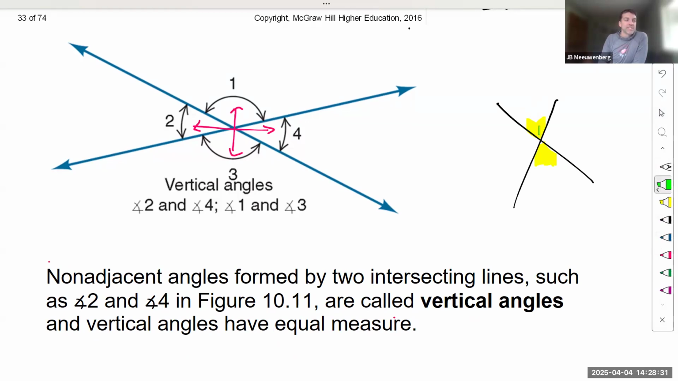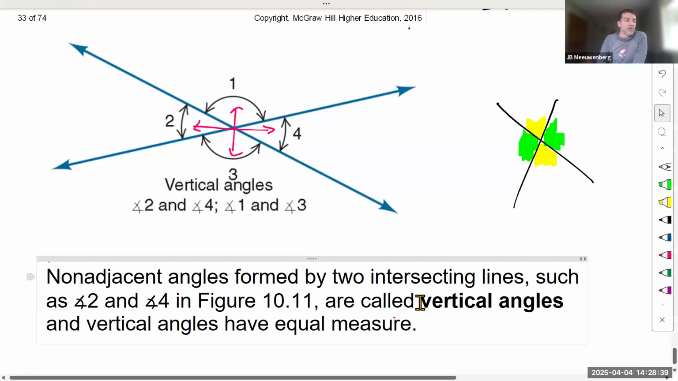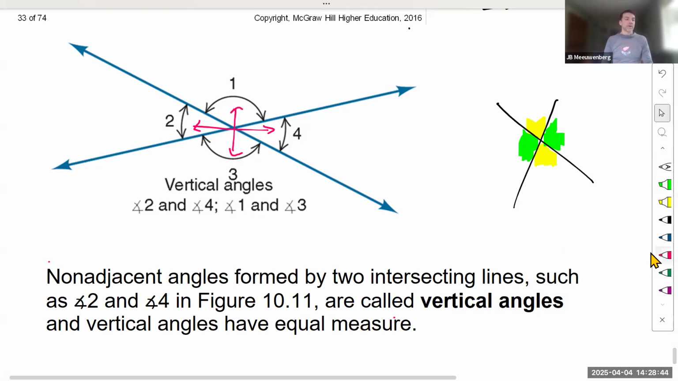Those yellow angles are equal. These green angles are equal. And those are called vertical angles. So again, in our drawing, 1 and 3 were vertical and 2 and 4 were vertical. And that means that their angle measures are exactly the same.